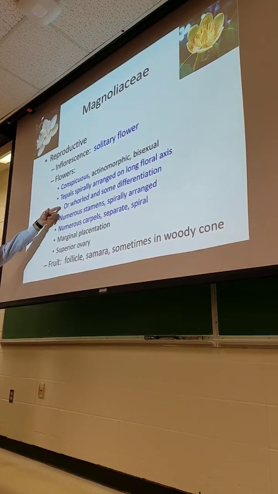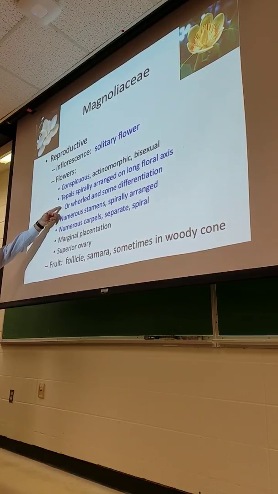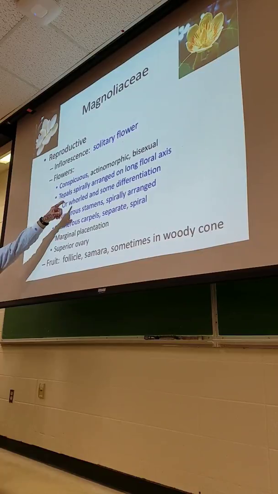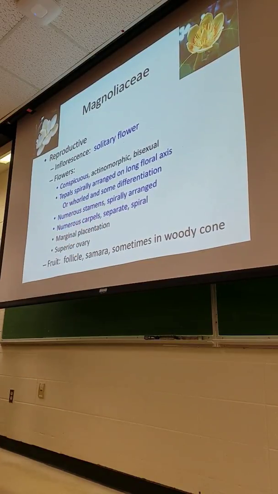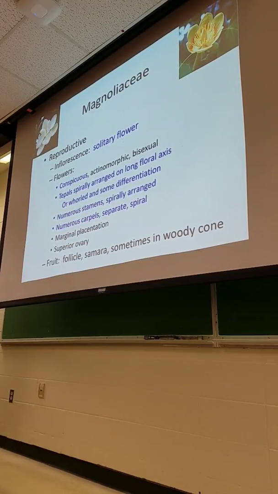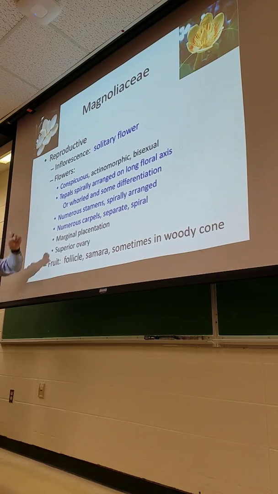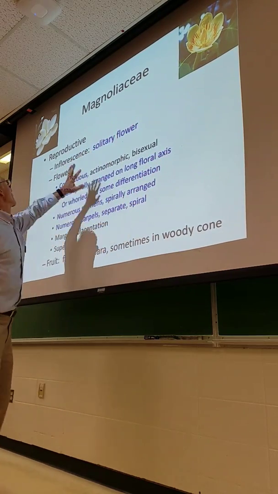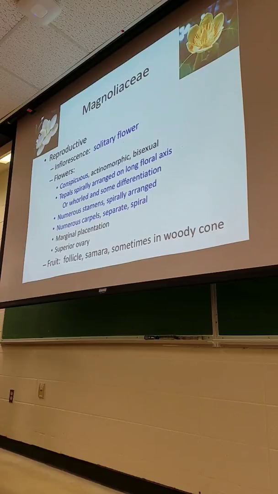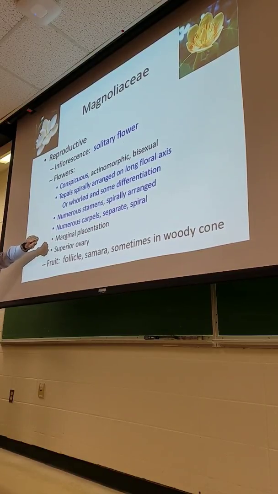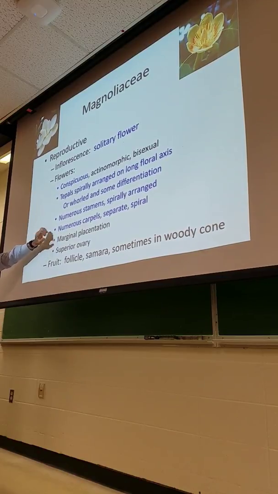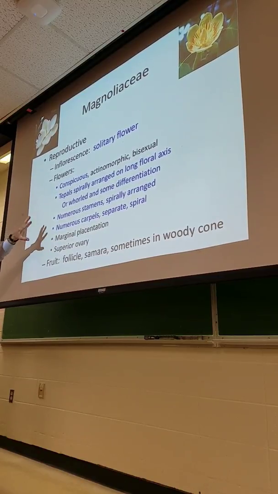Again, we have tepals. Is this getting to be like a trend down here in these early lineages? And they're spirally arranged on a long floral axis. Sometimes they can be whorled and there's a little bit of differentiation, as in the tulip tree. But a lot of times in magnolia we think of them as spirally arranged on a long floral axis. Okay, numerous stamens, spirally arranged, numerous carpels. They're all separate and they're in a spiral.